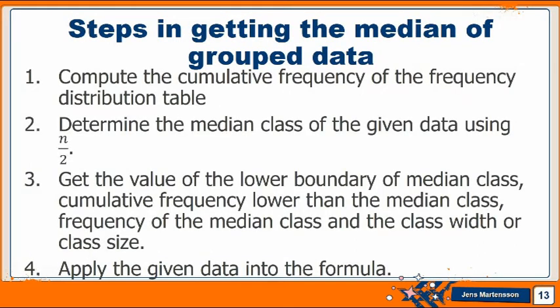So, steps in getting the median of the group data. First is to compute the cumulative frequency of the frequency distribution table. Number 2 is to determine the median class of the given data using N over 2. Number 3 is to get the value of the lower boundary of the median class, the cumulative frequency lower than the median class, the frequency of the median class and the class width or class size. And the last is to apply the given data into the formula.